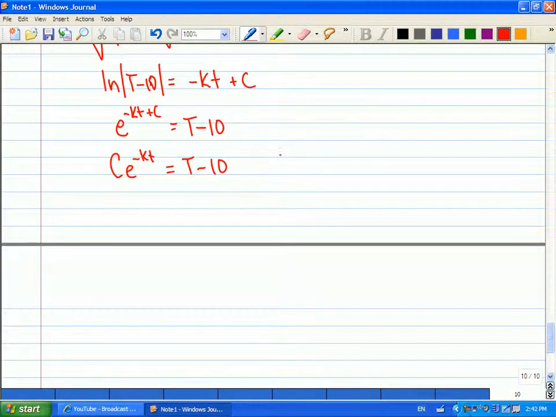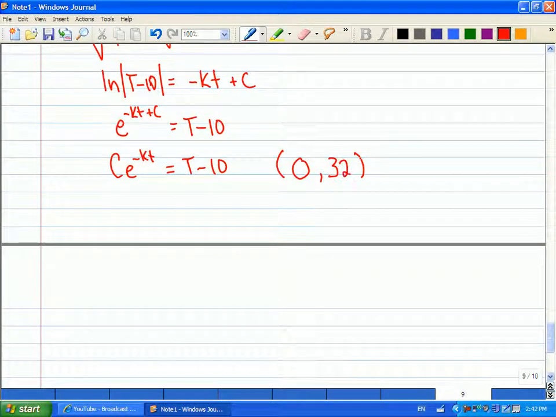And now when I substitute, if I read the question, what point could I use to solve some of these things? Can anybody think of something? Okay, I'll give you a hint. Yeah, 32 degrees at time 0. So when I plug these things in, then I'm going to get 32 e to the 0 equals T minus 10. And okay, so that's going to be a 1.